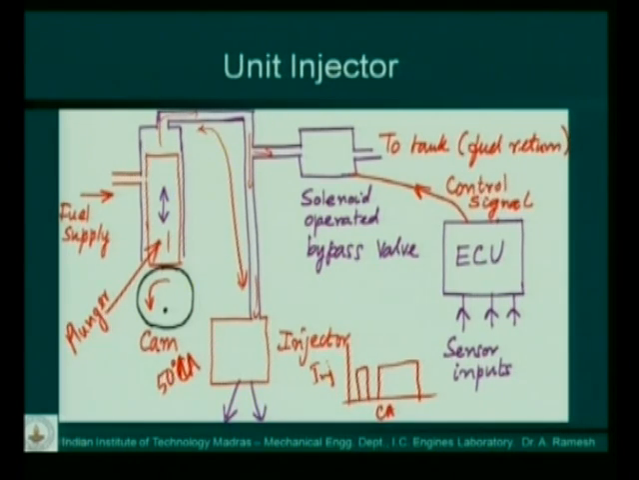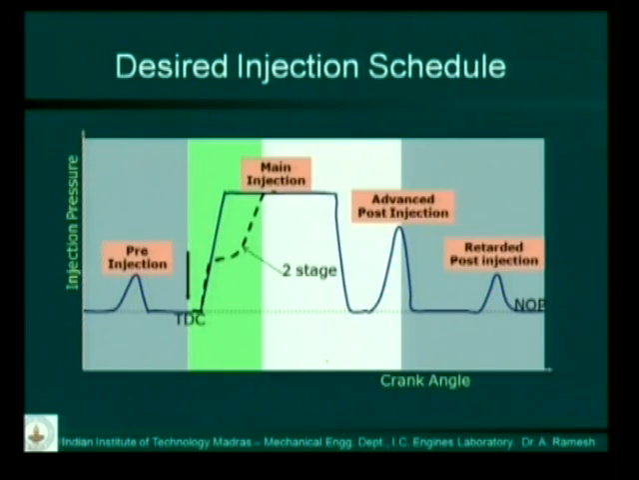This is also used in some applications. But in the next level, as someone was also pointing out, this is the kind of injection that we want. We are moving towards this. There are many engines which are already operating like this. You want a pre-injection, which is the pilot injection. So x-axis is crank angle, y-axis is injection quantity.